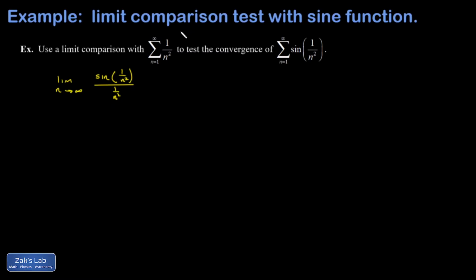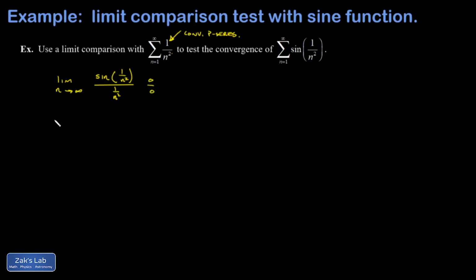Now I notice right from the beginning, 1 over n squared is a convergent p series. The p there is just the exponent on the n in the denominator, and if that's bigger than 1, then the thing converges, and you can prove that using the integral test. As n becomes large, 1 over n squared becomes close to 0, and the sine of 0 is 0. So this is a 0 over 0 indeterminate form.